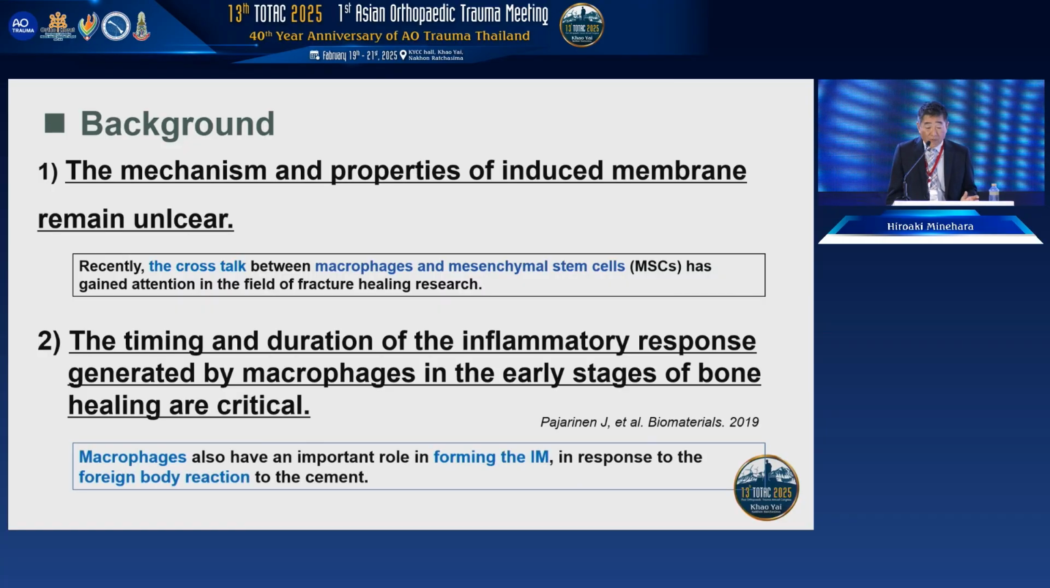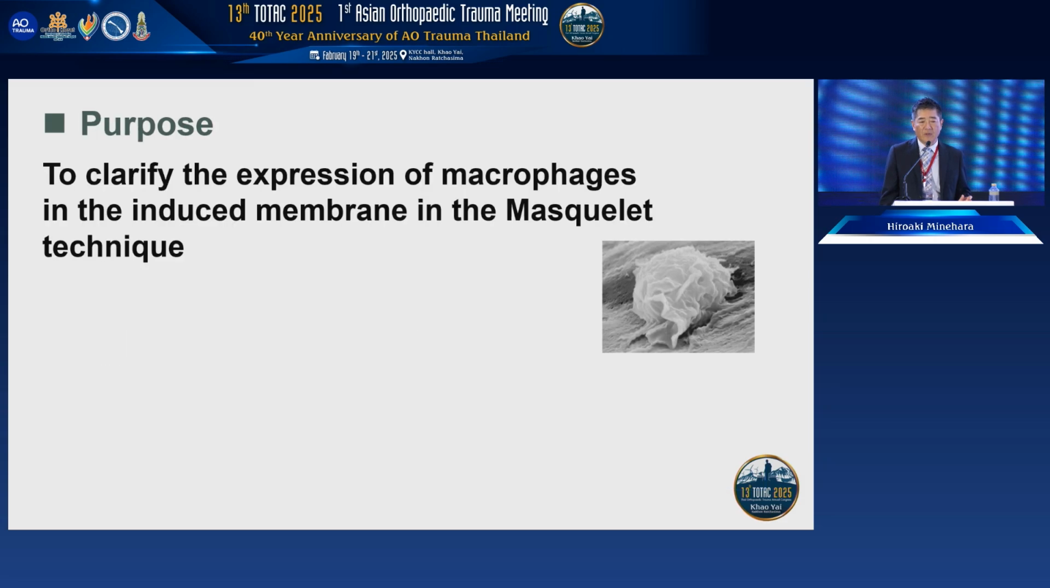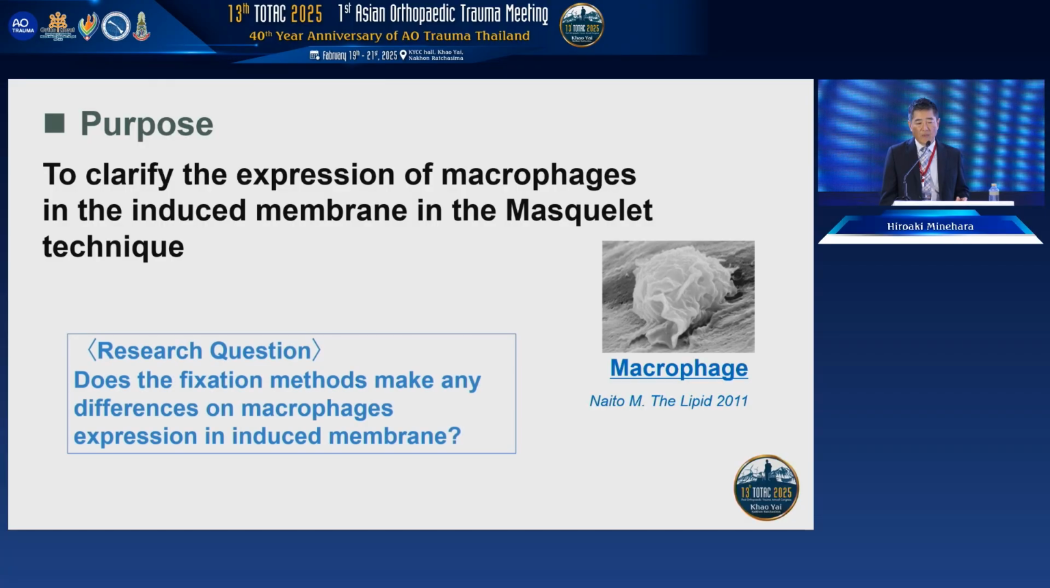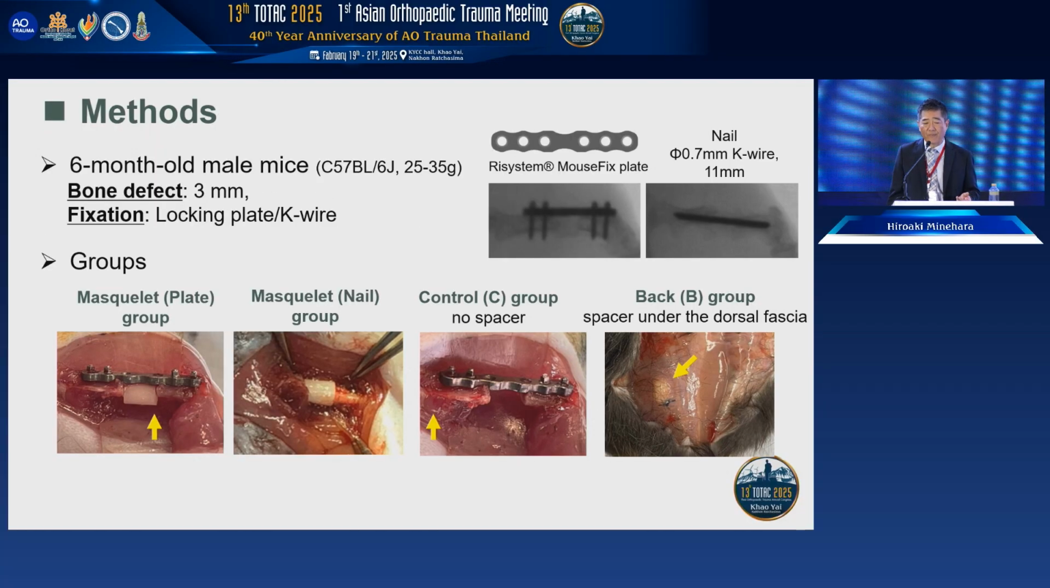Macrophages also have an important role in forming the induced membrane in response to the foreign body reaction to the cement. So the purpose of our study was to clarify the expression of macrophages in the induced membrane in the Masquelet technique. Also, there is another research question: do the fixation methods make any difference in macrophage expression in the induced membrane?